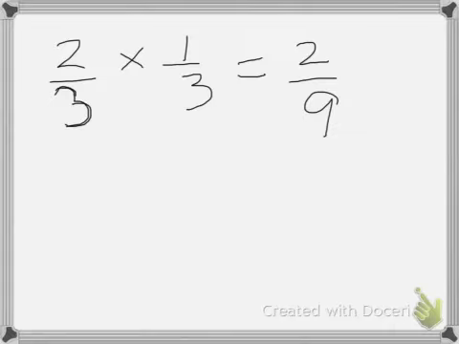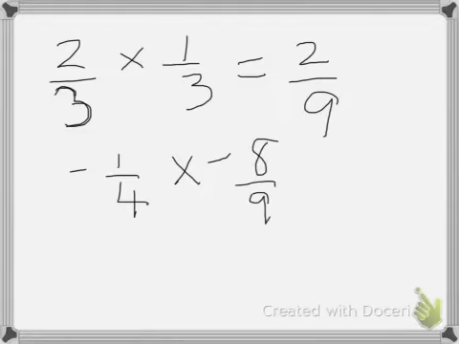Now, you must remember if one of them was a negative, so let's try another problem, a negative 1/4 times a negative 8/9. And if you put the parentheses around it, that's just separating the signs. It really doesn't mean anything. So, in multiplying, you can multiply straight across and get the answer, multiplying the 1 times 8 and the 4 times the 9.